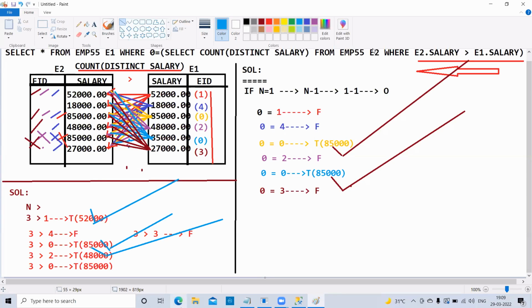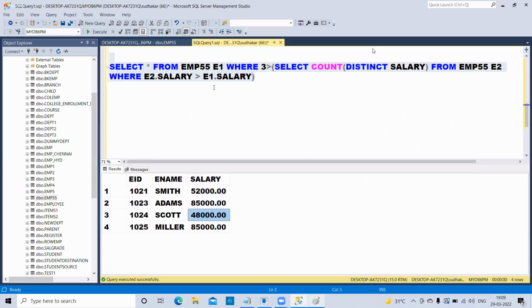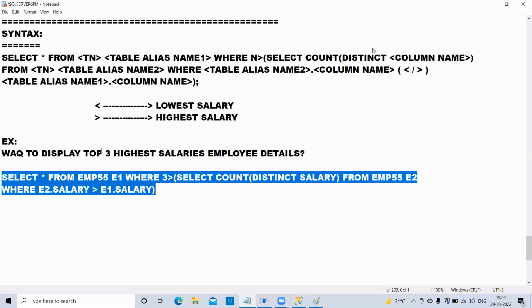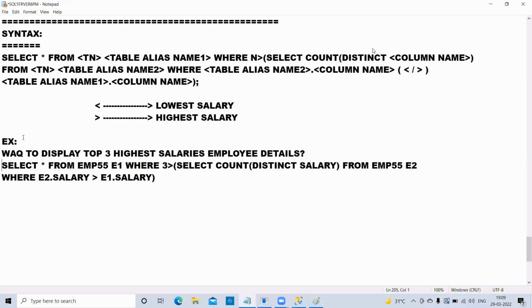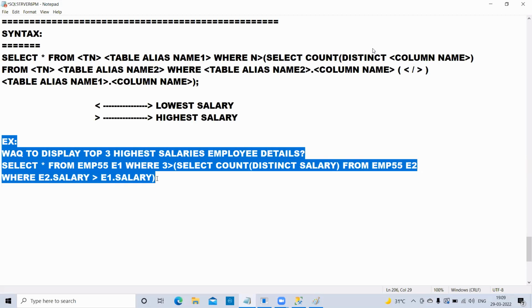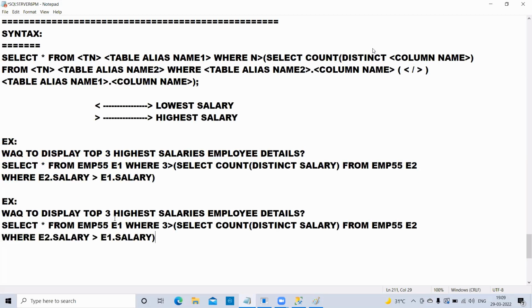Suppose in the same pattern you want to find the top 3 lowest salaries. Top 3 lowest: where do I need to change? Can anybody guess? For the lowest salary, where do I need to change?